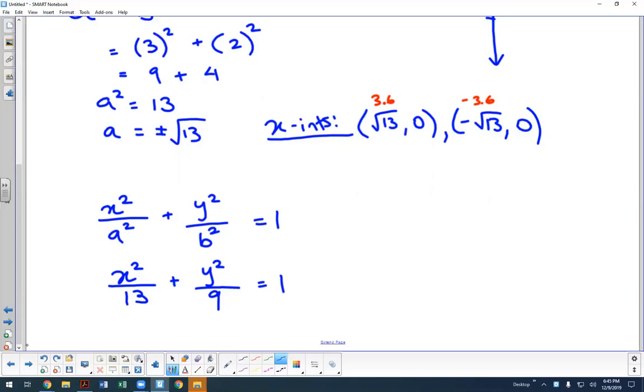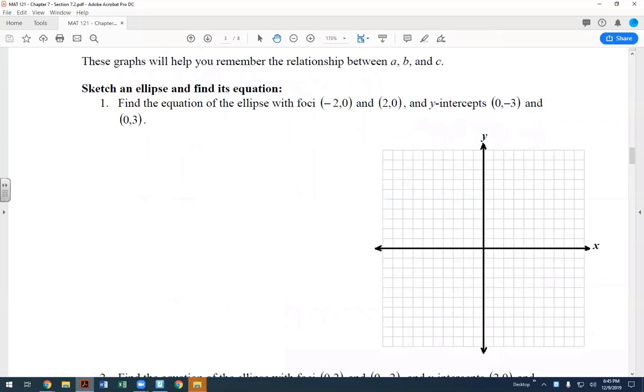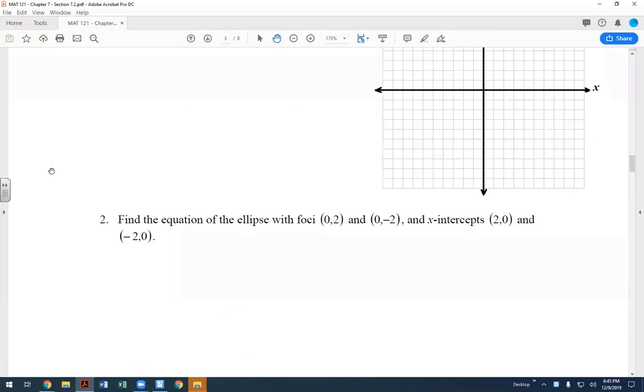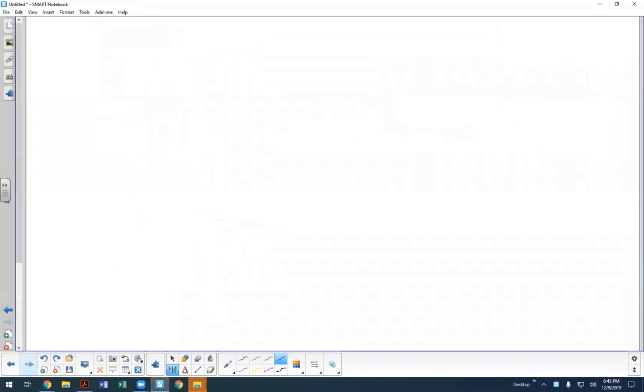It's pretty much the same thing. But if you look at where your foci are, you will notice these are now going to be on the y-axis, right? Which means this time we're going to have a vertical major axis. So the given information is foci are going to be at 0, 2, and 0, -2.